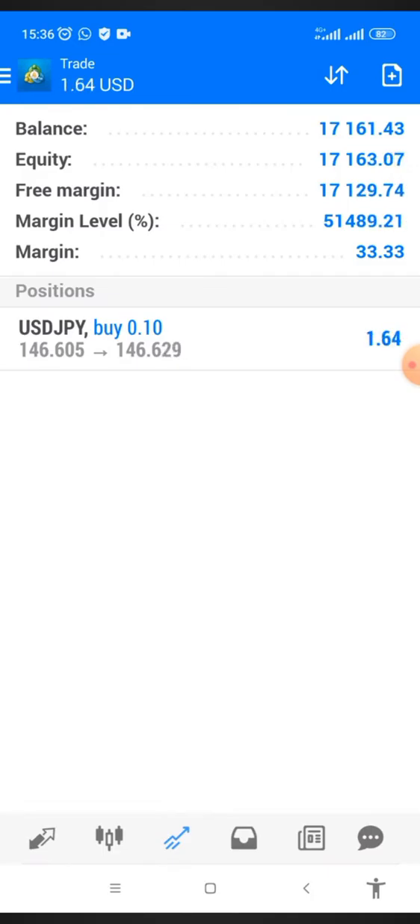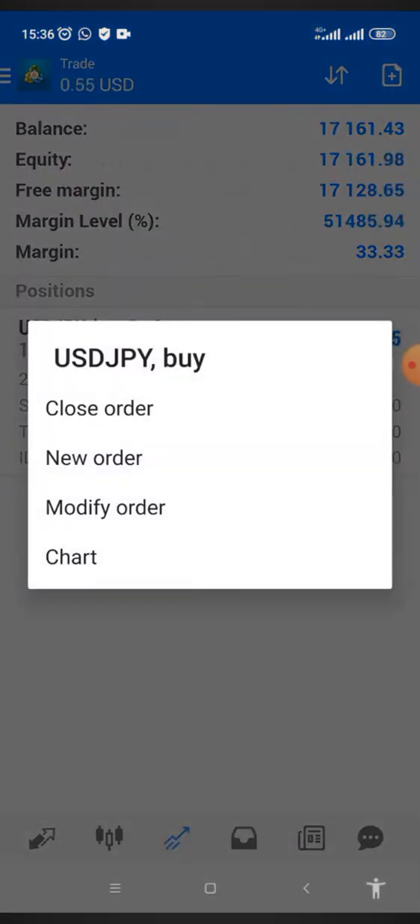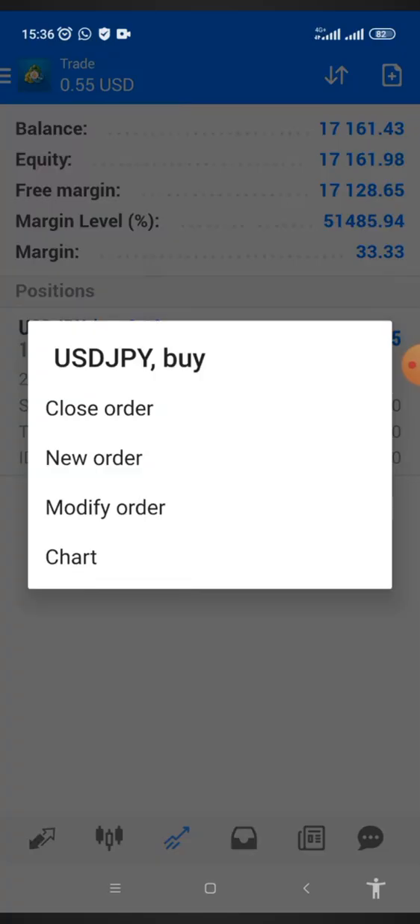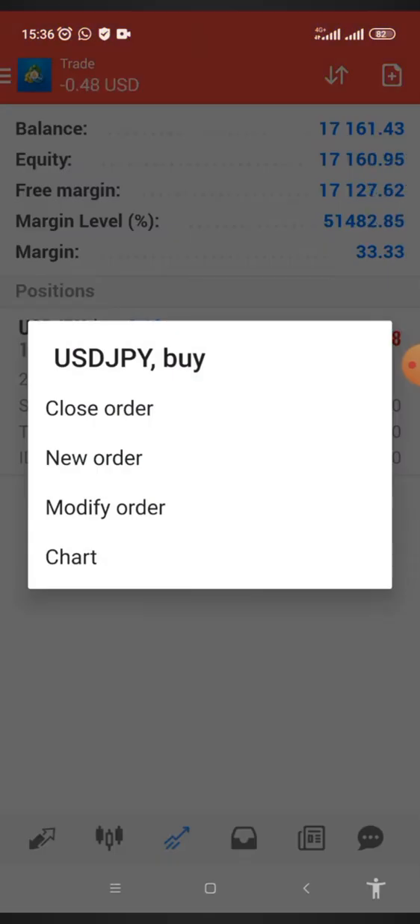It's running in profit. So you click on the trade. You click and hold on the trade, and there will be a pop-up. In the pop-up, you see close order, that is if you want to close the trade. You see new order, that is if you want to take a similar trade again. Then you see modify order. And then going back to the chart, the chart is the last one.